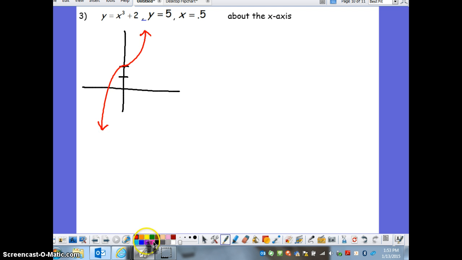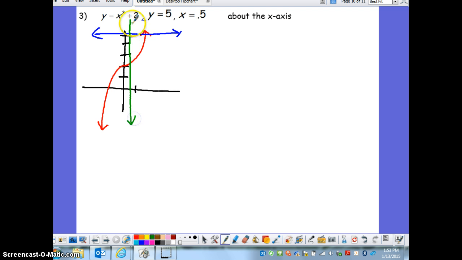I have y is equal to 5. So that's 2, here's 3, 4, 5. So there's a horizontal line coming across. And the last one here we have x is equal to 0.5, so that's equal to 1/2. So it's going to be right in the middle here, so it's going to be coming down. Again, we're looking for the area that is enclosed by all 3 of those graphs. That's going to be this little section right here.